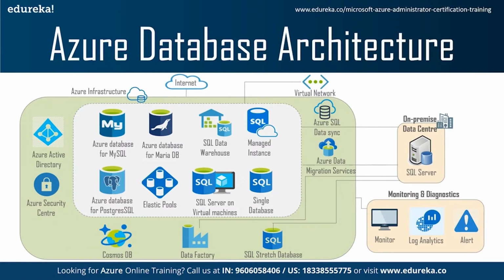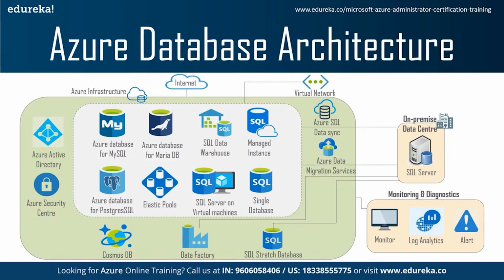Then we have Azure SQL Data Sync. If we want to replicate the data from our on-premises database into Azure, then we can use Azure SQL Data Sync. Then we have SQL Stretch Database. It is used to migrate cold data into Azure. SQL Stretch Database is a bit different from other database offerings. It works as a hybrid database because it divides the data into different types like hot and cold.